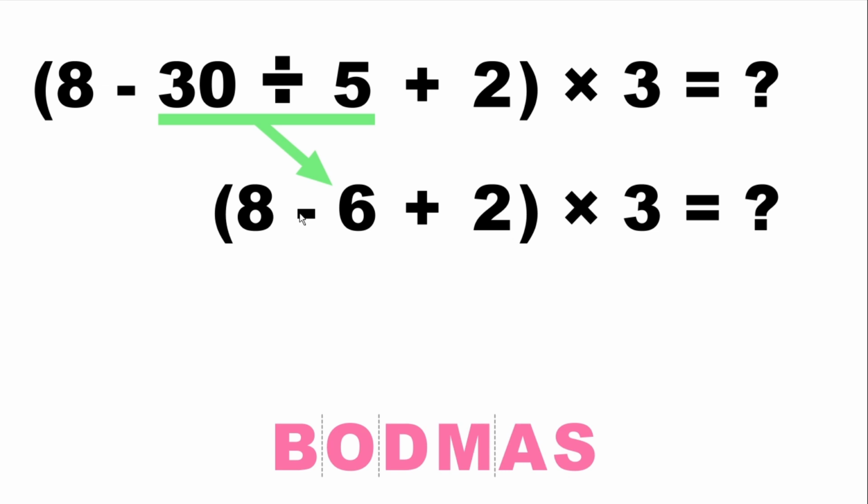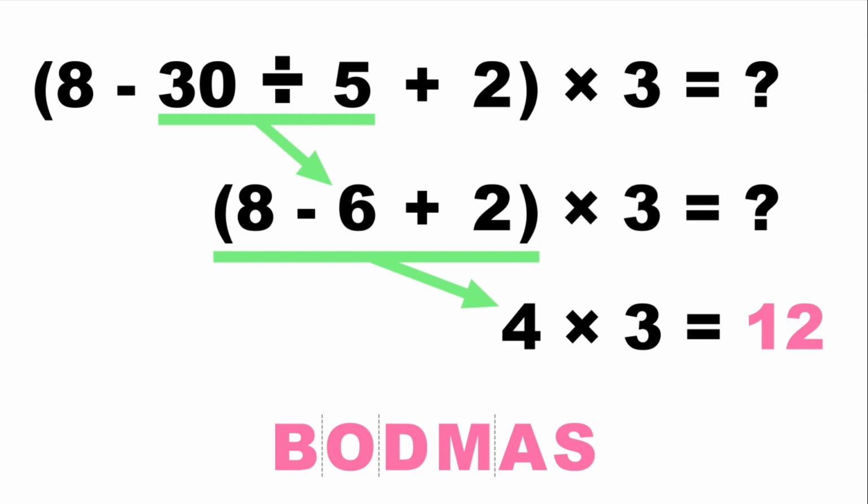Now this is where you need to be a bit careful. You might be tempted to think, I have to do the addition here before the subtraction. But remember what I said earlier, when you've just got addition and subtraction together, you must do that from left to right. So you do 8 minus 6 is 2, plus 2 equals 4, so then you'll end up with 4 times 3, and the answer will be 12.